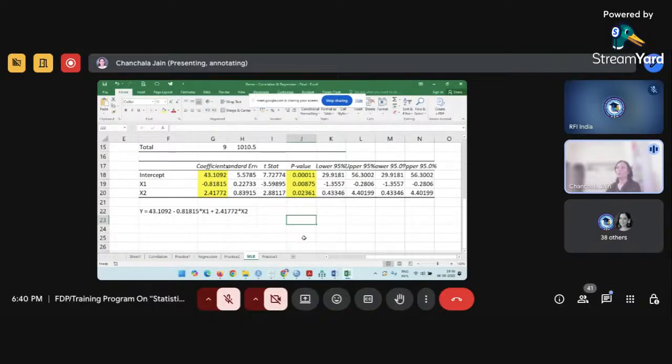-1 or +1 is always a perfect correlation, negative and positive according to the symbol. 0.7 and above, it's a strong positive. Less than 0.7, it is moderate. Less than 0.5, it is weak or low correlation, right?